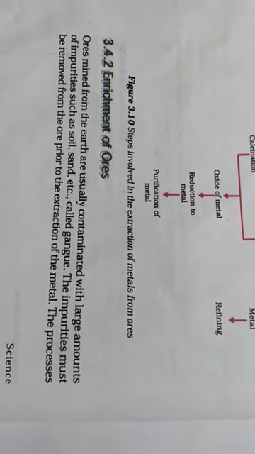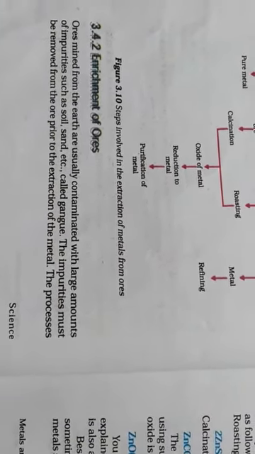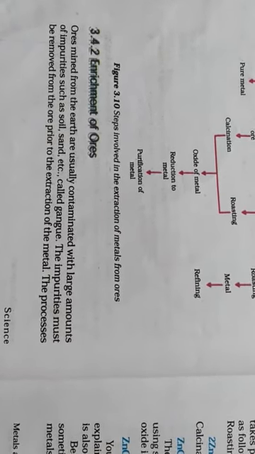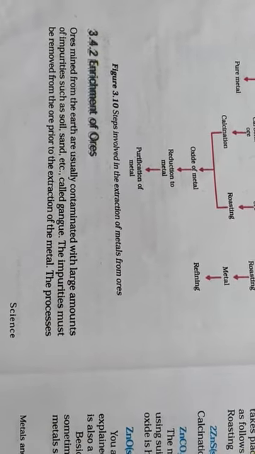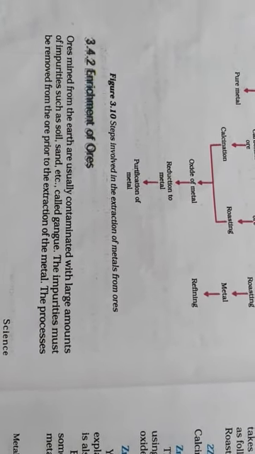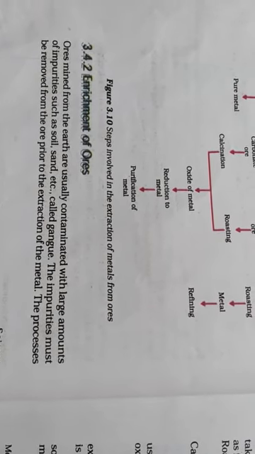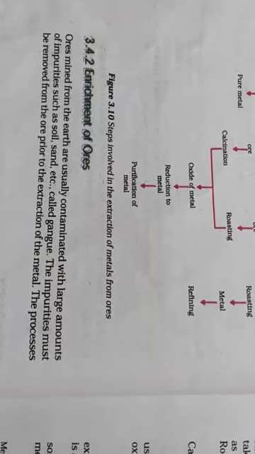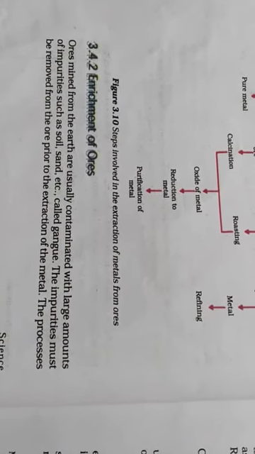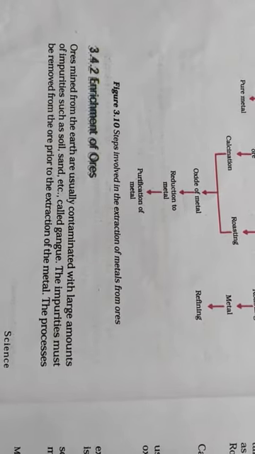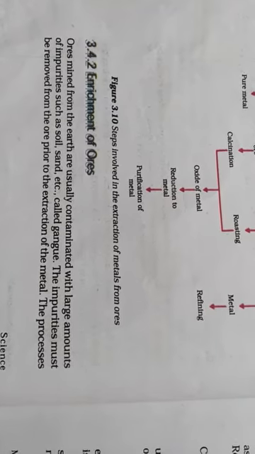Now, enrichment of ores. These ores, when they are mined from the earth's crust, right? They don't exist or aren't found directly as pure ore. Rather, lots of impurities, soil, sand, etc. are attached with these ores. These impurities are known as gangue. So some impurities are attached with the ore while we are obtaining it. These impurities are known as gangue.